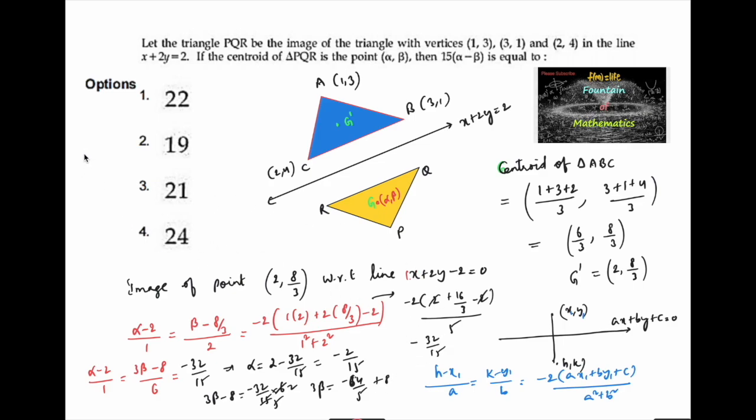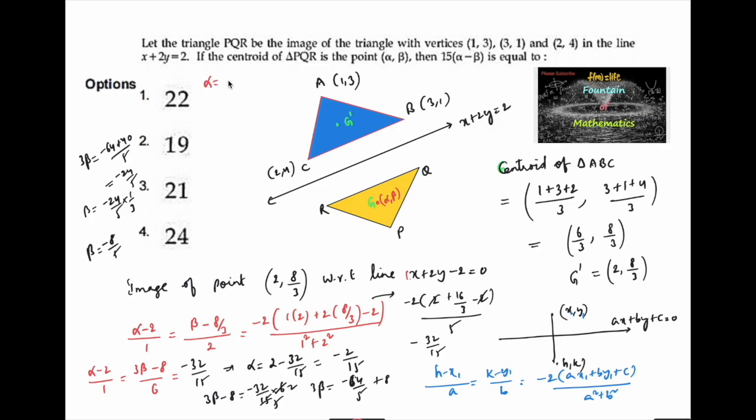Let me write here. 3 beta is equal to minus 64 plus 5 8s are 40, divided by 5, which is equal to minus 24 divided by 5, or 3 beta is equal to minus 24 by 5 into 1 by 3. So beta is equal to minus 8 by 5. So alpha value is minus 2 by 15.